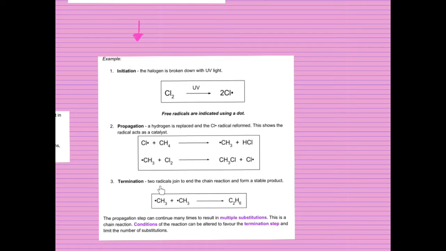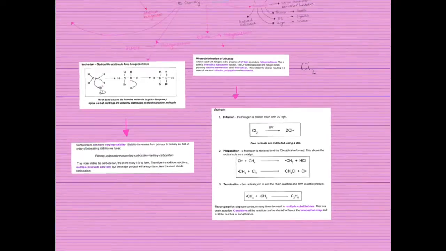Then, for it to end, the termination is when 2 free radicals join together to form a stable product. So often it'll be that one joining with that one there, so you make a halogen, okay? The propagation step continues multiple times. Conditions of the reaction can be altered to favour the termination step and limit the number of substitutions.